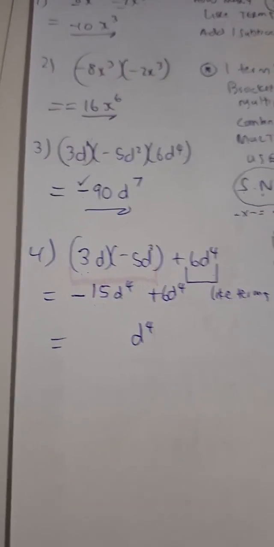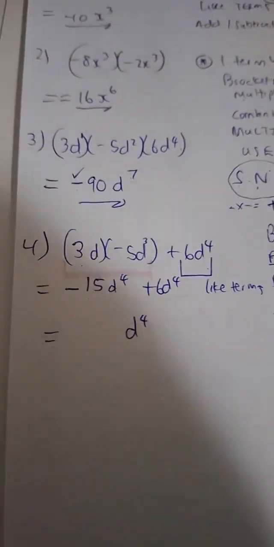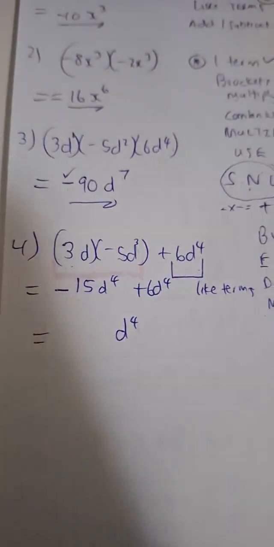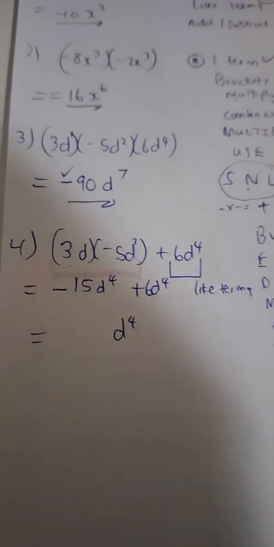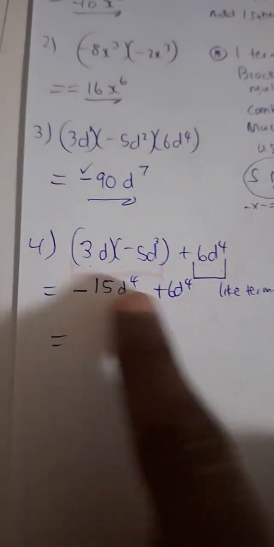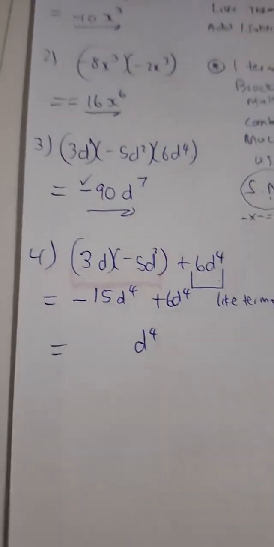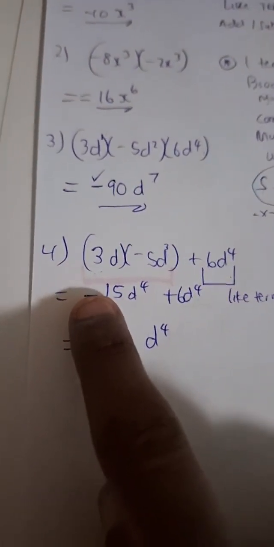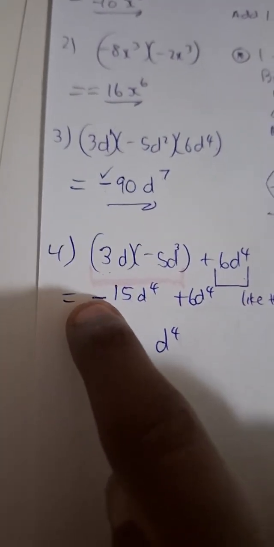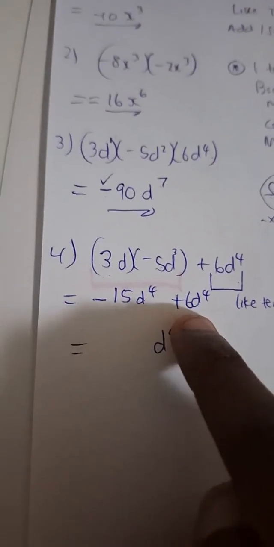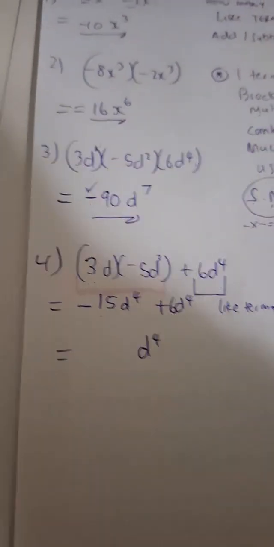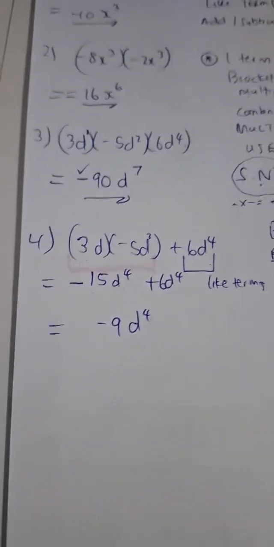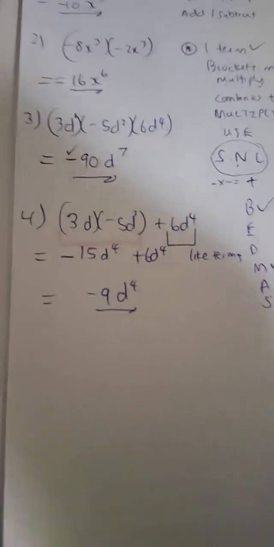What's sad is to see even matriculants adding and subtracting like terms incorrectly. It's so hurting, because this person has been doing maths for I don't know how many years, but then they are in matric and they don't add and subtract like terms correctly. So please, my beautiful grade 9 maths gamers, take your calculator and verify the answer. Put in negative 15, add the 6. You will see what you get. So our answer is negative 9d to the power 4.